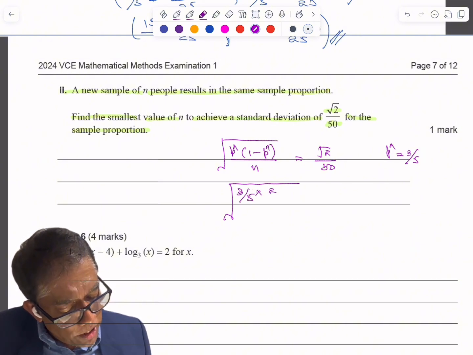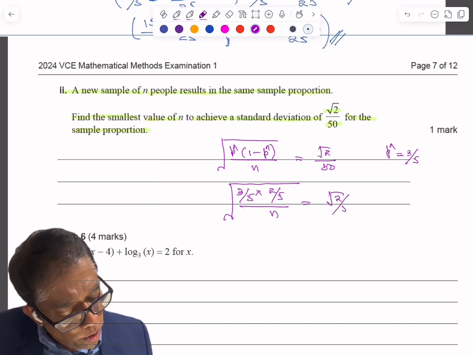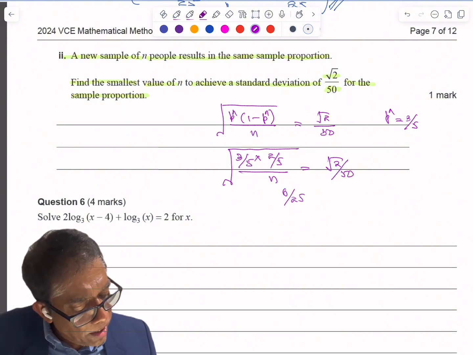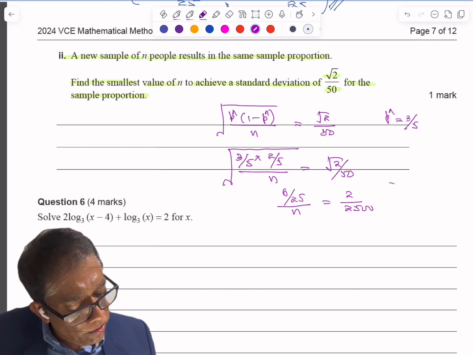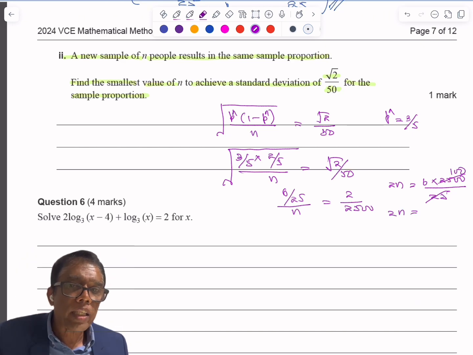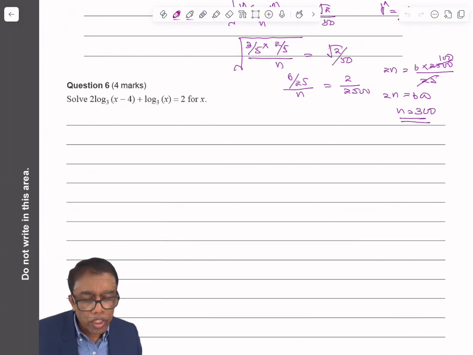If we square both sides, 6 over 25 over n is equal to 2 over 2500. Now 2n is equal to 6 times 2500 over 25, this one is 100, and 2n is 600. n is 300. This is the value of n, the sample size. Okay, let's move to question number 6.